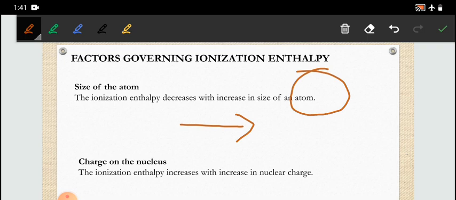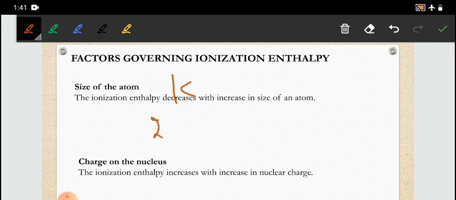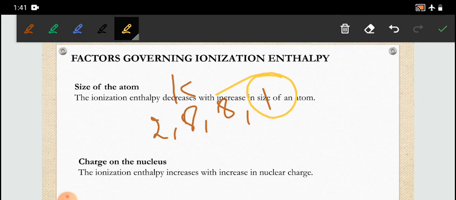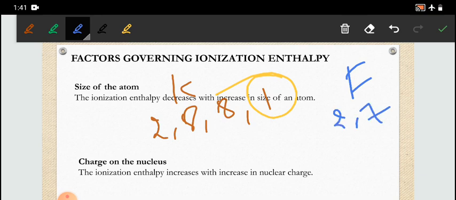If size is more, then we have to give a very small amount of energy. For example, we have seen in the case of potassium, its size is very large, so it requires a very small amount of energy to lose an electron. Whereas in the case of fluorine or oxygen, we know they are tightly bound. The reason is they have only two shells, or they have a very large nuclear charge.